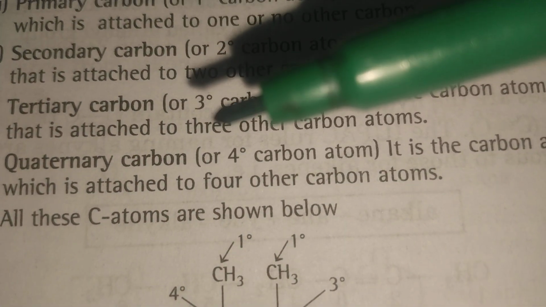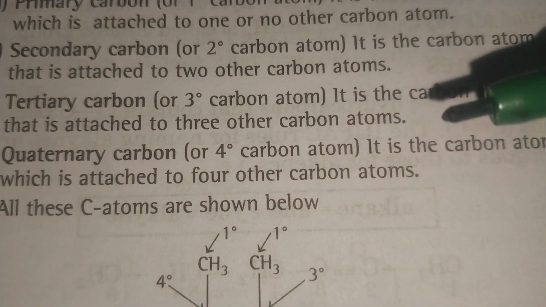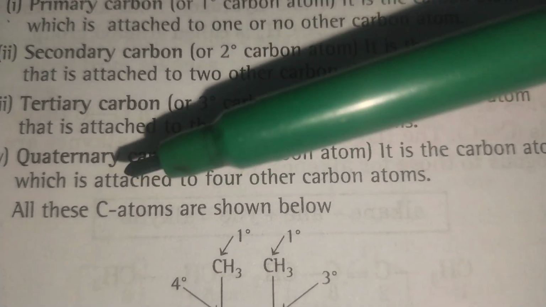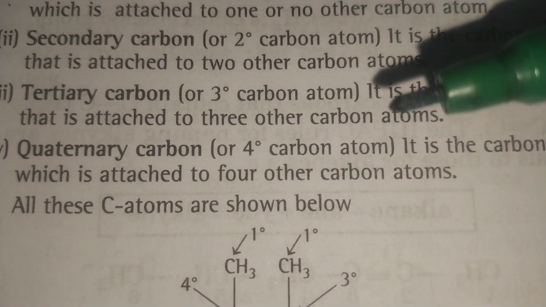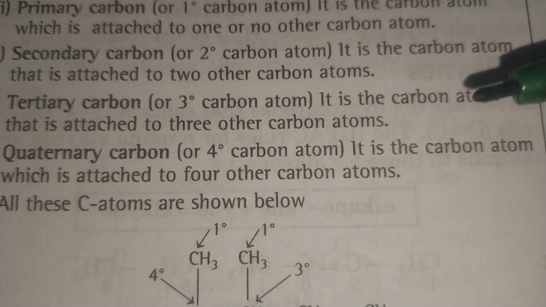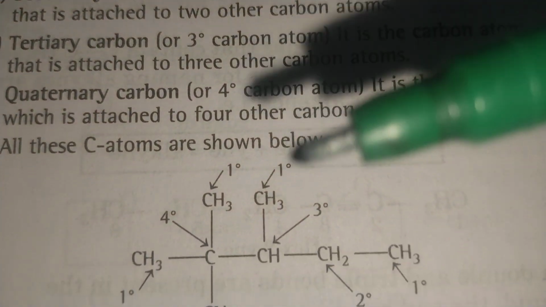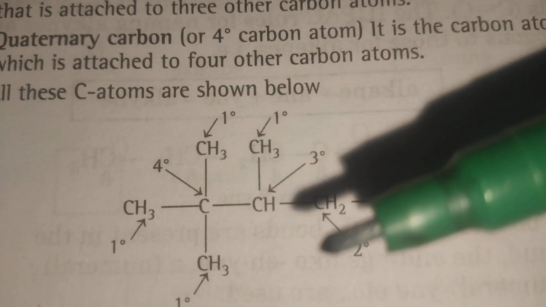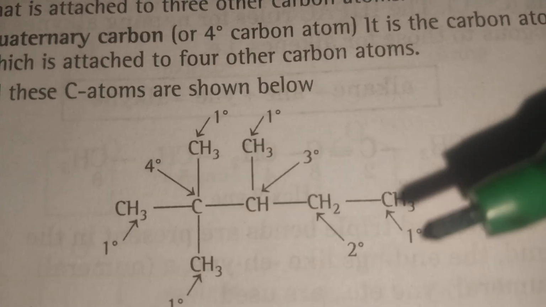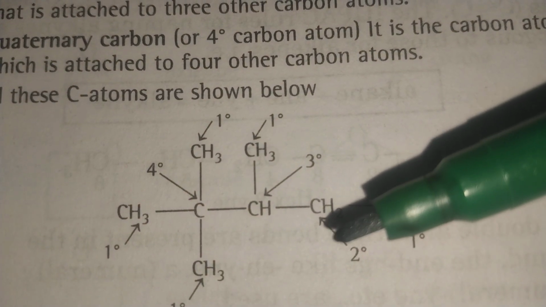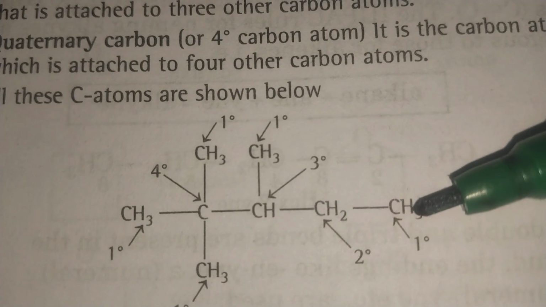Let's discuss secondary carbon, or you can say 2 degree carbon atom. It is the carbon atom that is attached to two other carbon atoms. If you observe the structure very keenly, you see this carbon attached to this carbon, attached to this carbon.